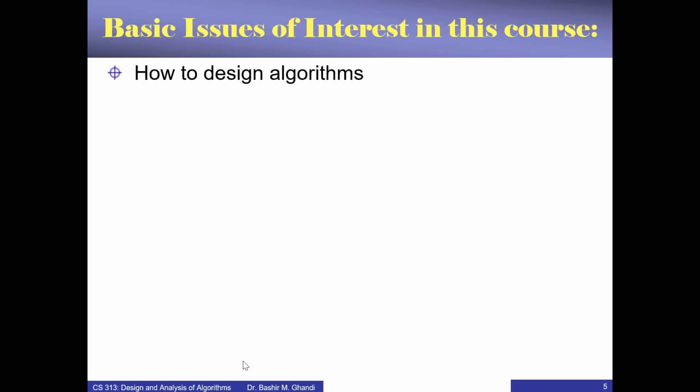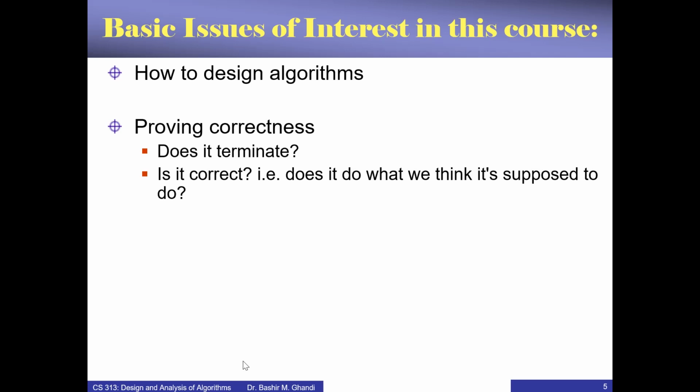So the first one, as I said, is how to design algorithms. And the second one is how to prove that the algorithm that we design is correct. Does it terminate? Does it go into an infinite loop? If it terminates, does it actually do what it's supposed to do? Does it solve the problem as we expect it to do? So these two points are of concern to us as well. Making sure that the algorithm that we design is in fact doing what it is supposed to do.